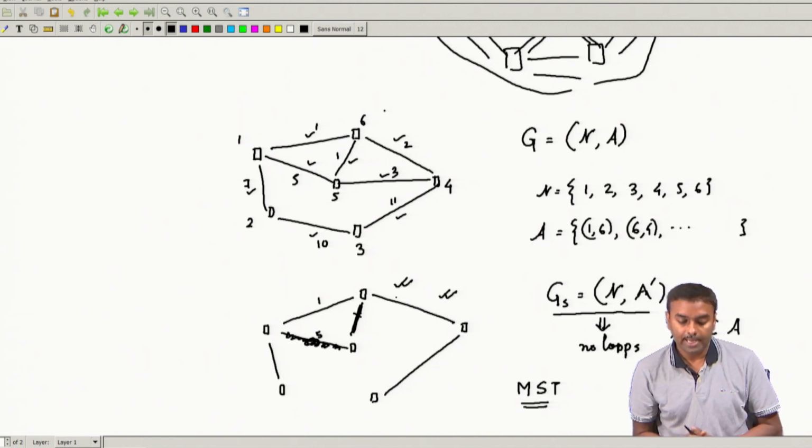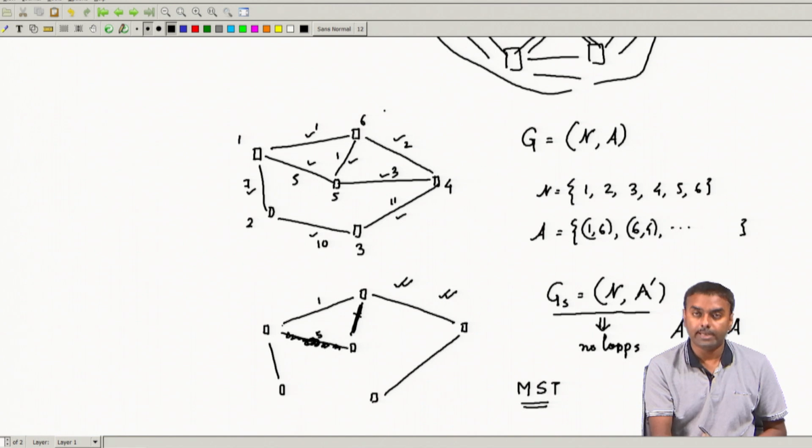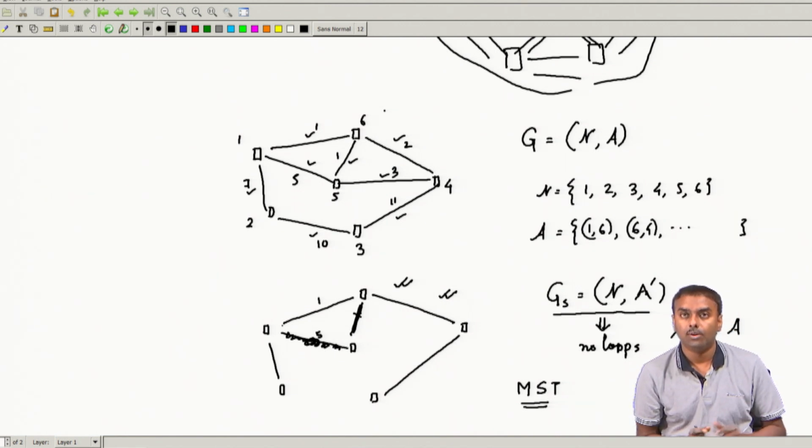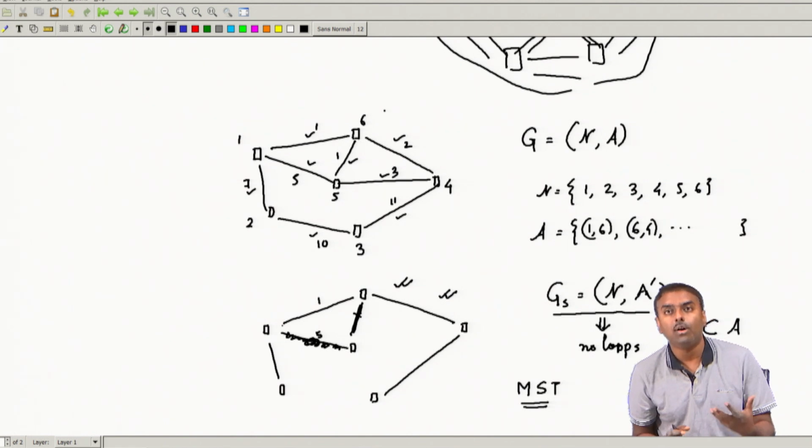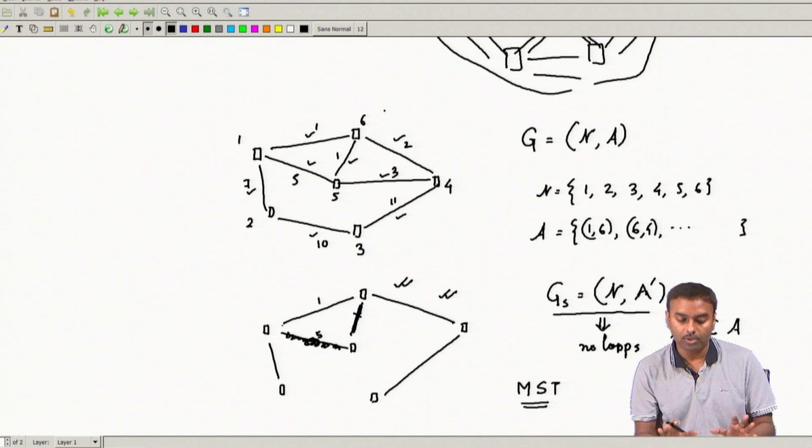As you can see, as many nodes are there, one less link has to be there. So, a spanning tree will always have that many links. So, that is always true. Okay.